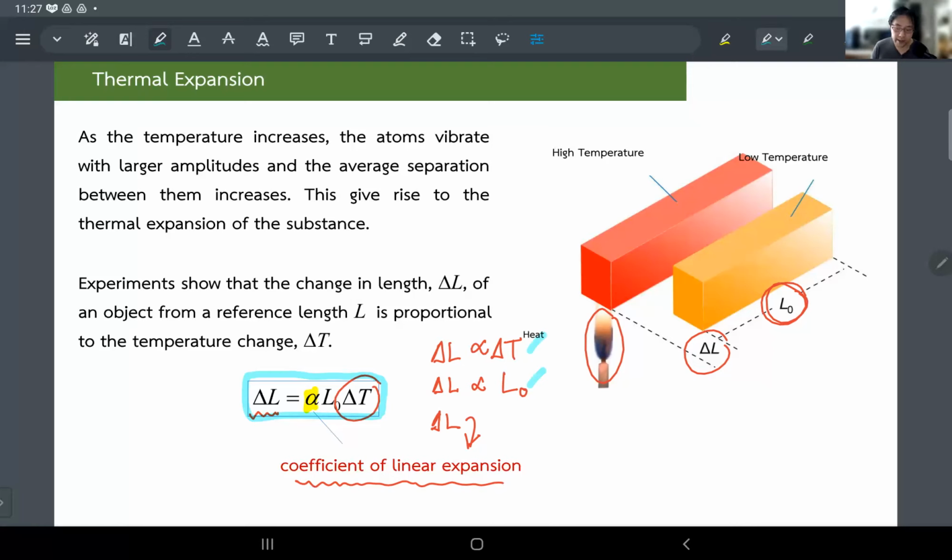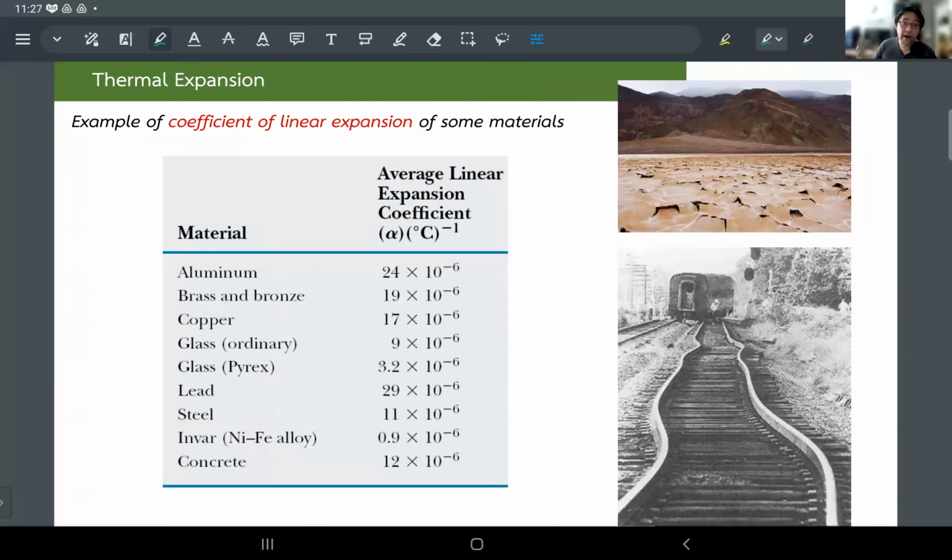Okay, cool. So the alpha for well-known substances are listed, like some examples here in this table right here. You can see that aluminum, brass, and copper are pretty much about the same, very close, the same order of magnitude. Glass is not very good at expanding. It's only 3. Okay, concrete. This is good stuff. If you notice, concrete and steel, the numbers are very close.